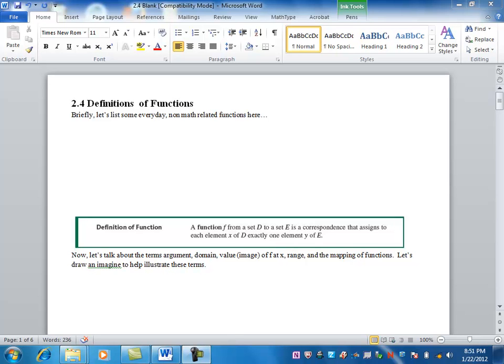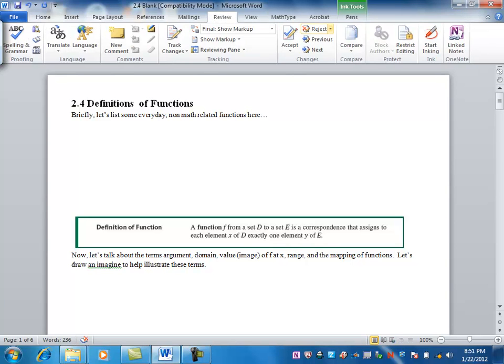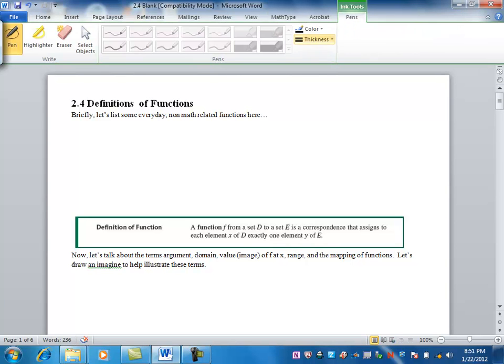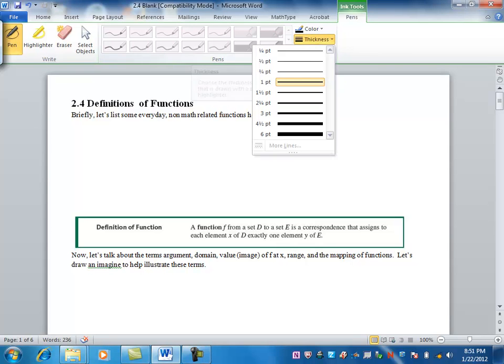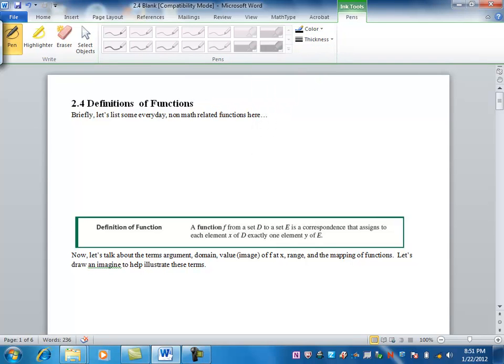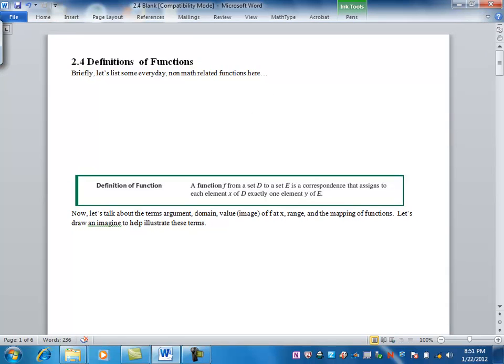I hope you'll find that functions not only show up everywhere in math, but really show up everywhere in our world. Now, as our notes tell us here, a function is a one-to-one correspondence that basically takes one value from the domain, which we'll talk about in just a moment, and assigns that to one value in the range. Let me give you a little example.